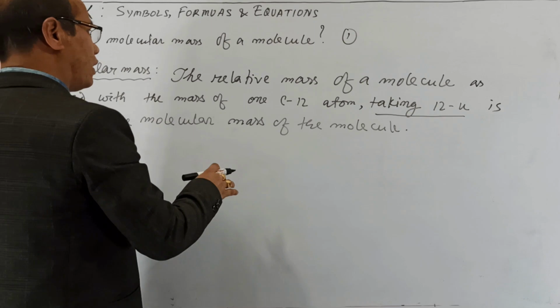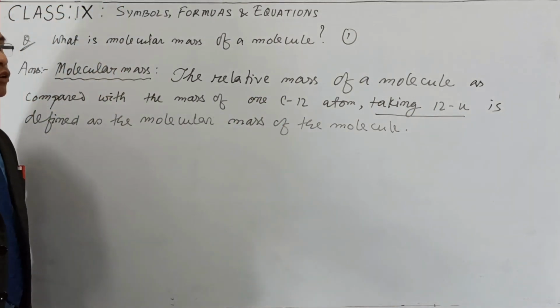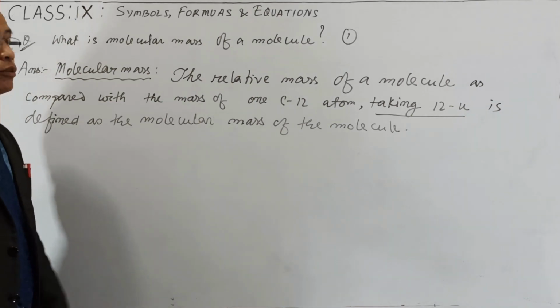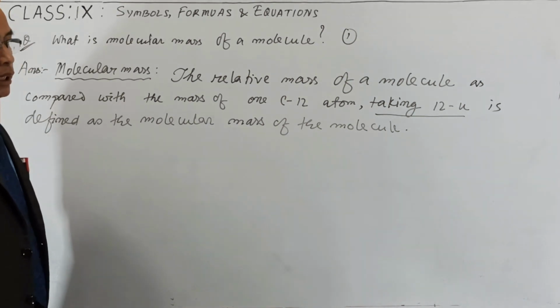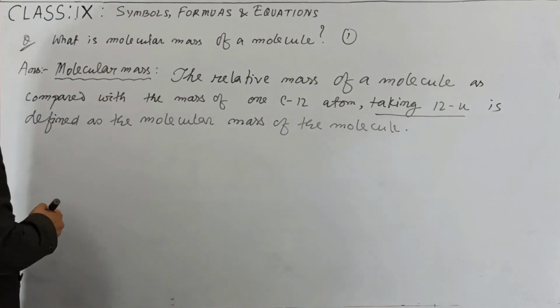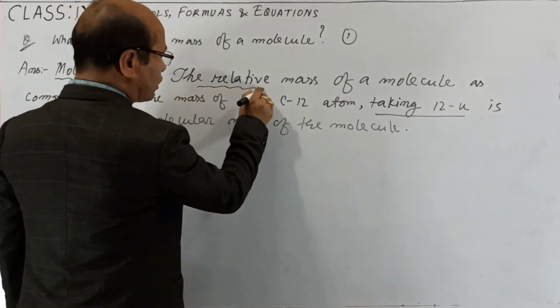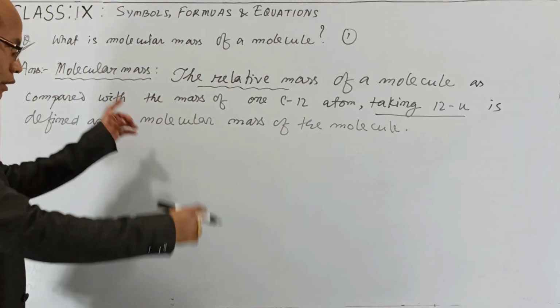So you compare the mass of that molecule with the mass of this C12 atom, but don't forget, you have to take 12 U as the atomic mass of the C12 atom. You compare it, and then the resulting answer is the molecular mass of that molecule. Because of that, we write the word relative, since it is related to the mass of the C12 atom. So this is the definition.